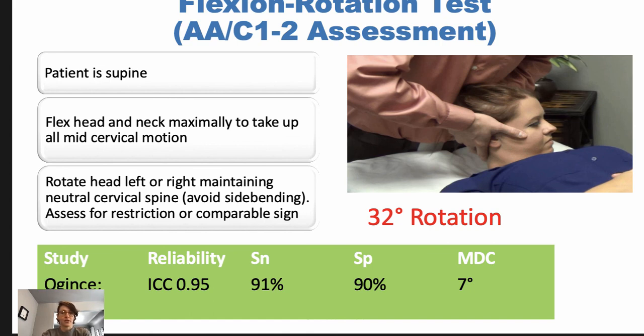And then you rotate, maintaining that flexion pressure. This is actually really, really hard to measure with one person. There's a 32-degree cutoff for cervicogenic headache. That's the study you see below with the sensitivity and specificity. The minimal detectable change being 7 degrees, and normal is 45 degrees.